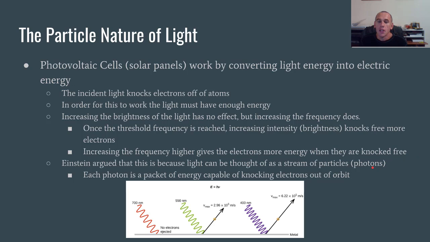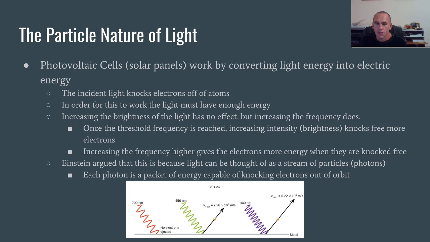Now, I said that Einstein said that light can act as a stream of particles, and he was able to explain the photoelectric effect by treating light as a stream of particles. The photoelectric effect is when light is shined on a metal surface, it can knock electrons off of it. But it can only do it if the frequency is right. Low frequency doesn't do anything. Higher frequency, once you've reached a minimum threshold frequency, the electrons start coming off. And if you go above that frequency, the electrons come off with more and more speed, or more and more energy.